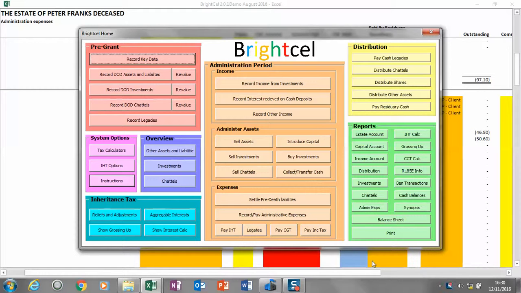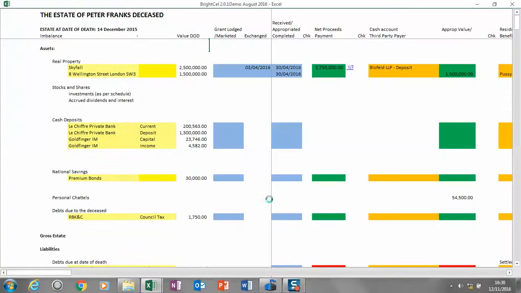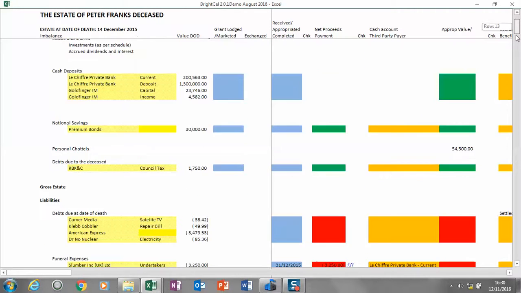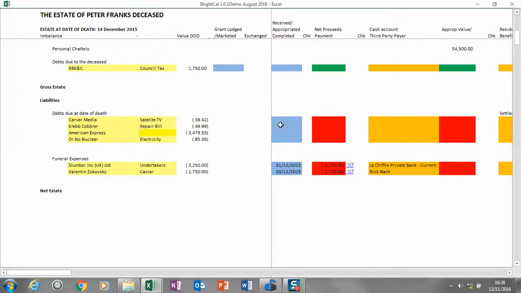So the way that I do this on Brightcel is as follows. The first thing is you do need to record the liabilities, of course. I've actually put some in, and you can see here we've got Dr. No nuclear, electricity, £85.36. That's a liability. That's a date. That's one due at date of death.